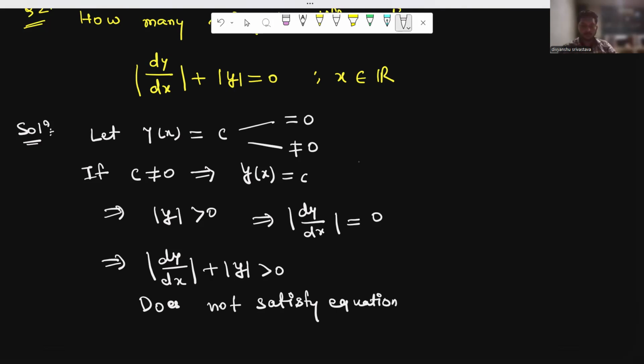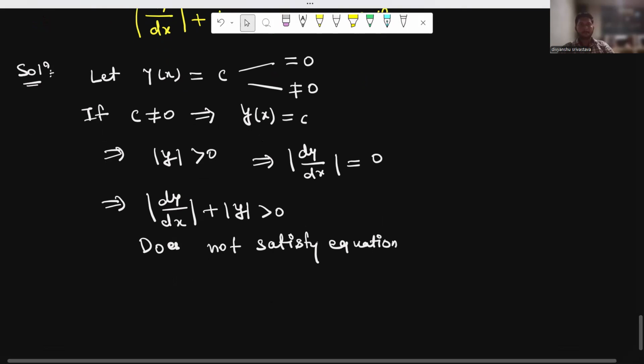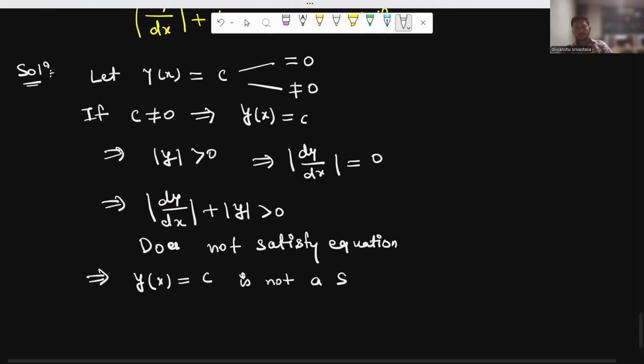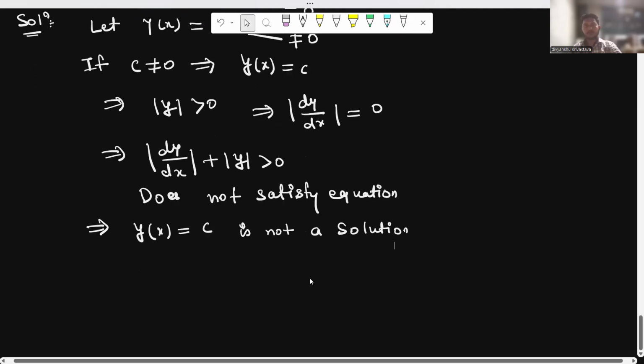Okay. So therefore this implies y(x) = c is not a solution. Now go for the second part, that is if y(x) is equal to 0.